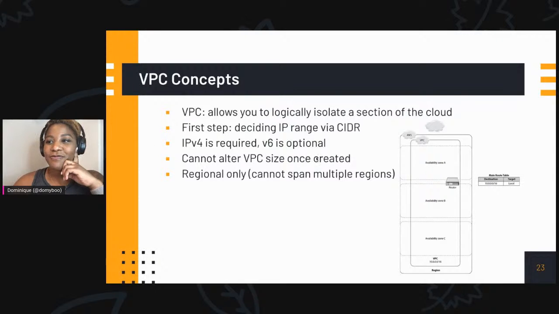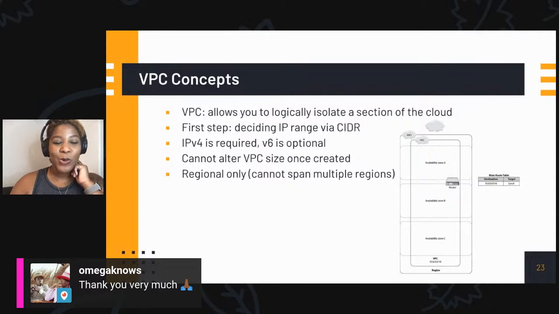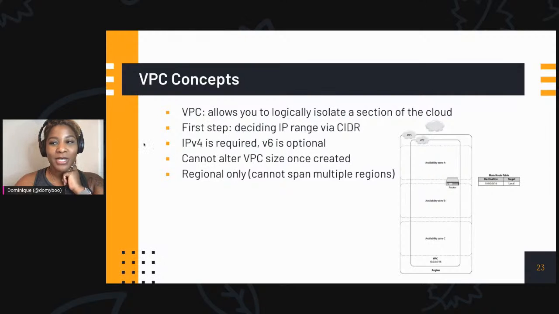What was I saying? Yes, version 6 is optional. You cannot alter a VPC once it's been created. One of the exam tips that they had in the book was that once you create a virtual private cloud and you realize later that you didn't make it big enough, like you need more space, then you have to create a brand new one.